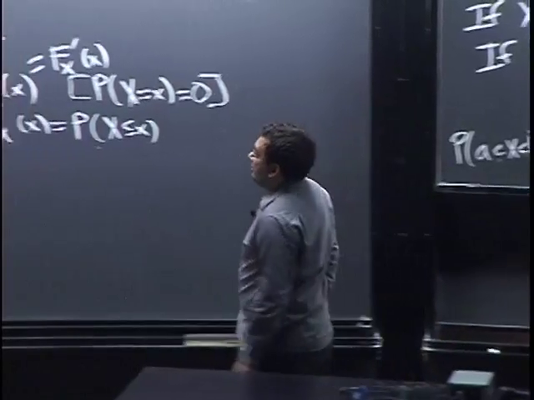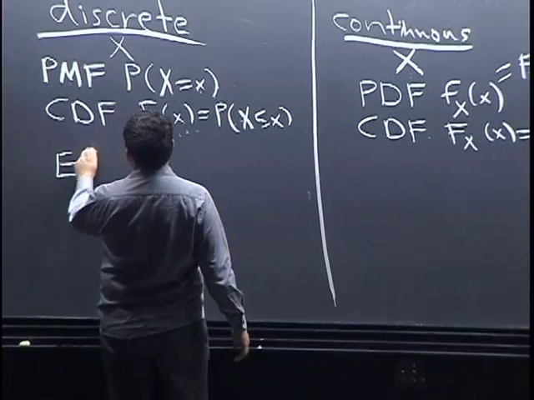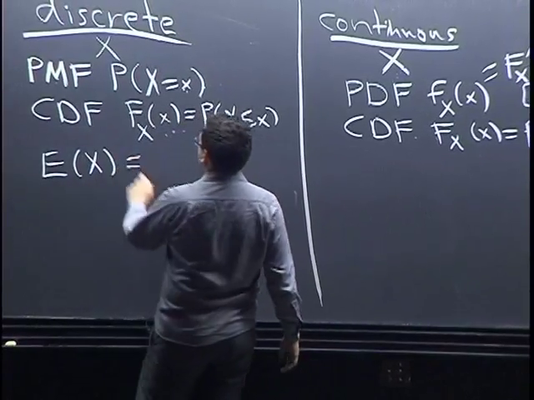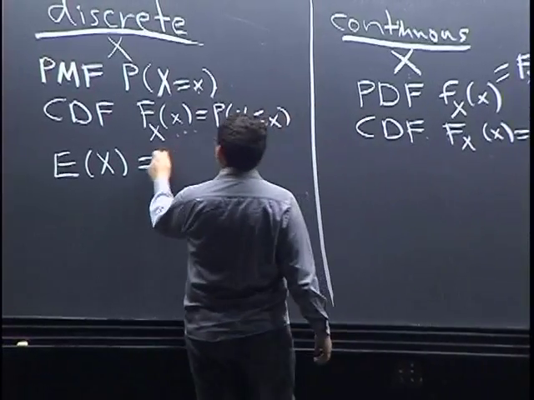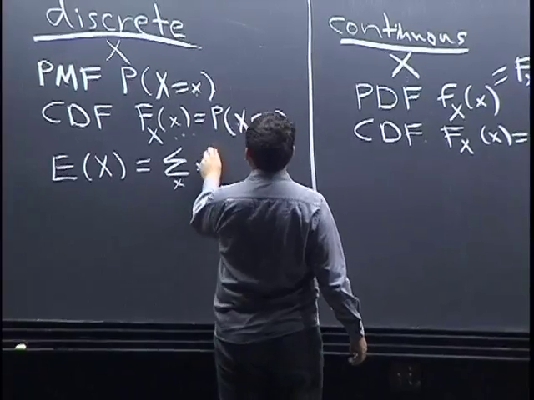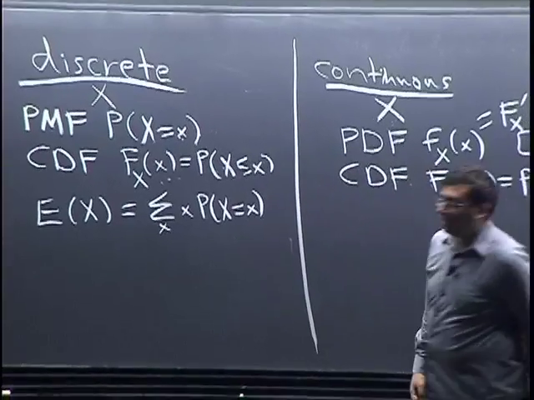Okay, so let's continue this list. In the discrete case, we have the expected value, right? And remember, for the expected value, we just take the sum of the values times the probability of the values. Okay?